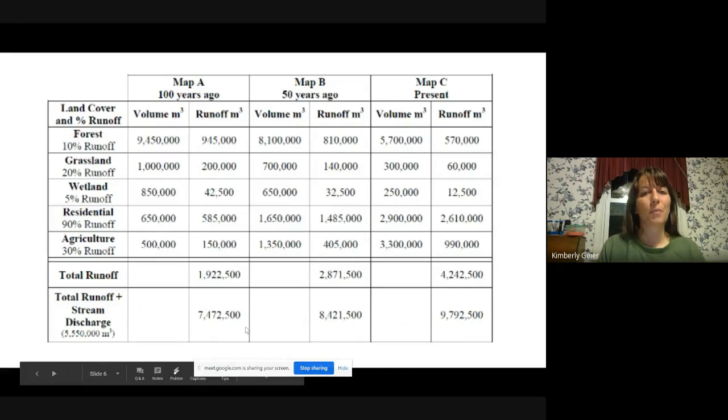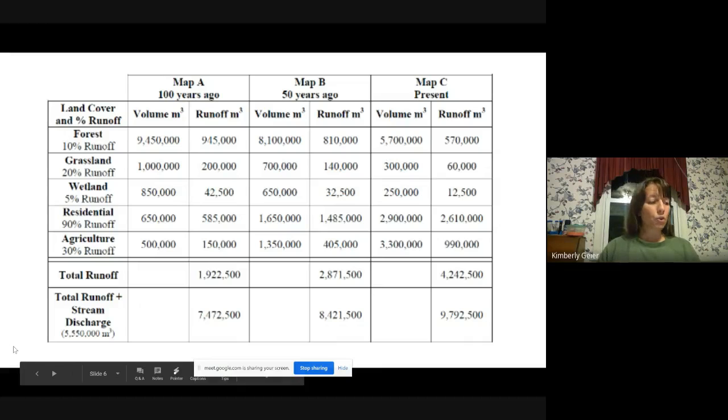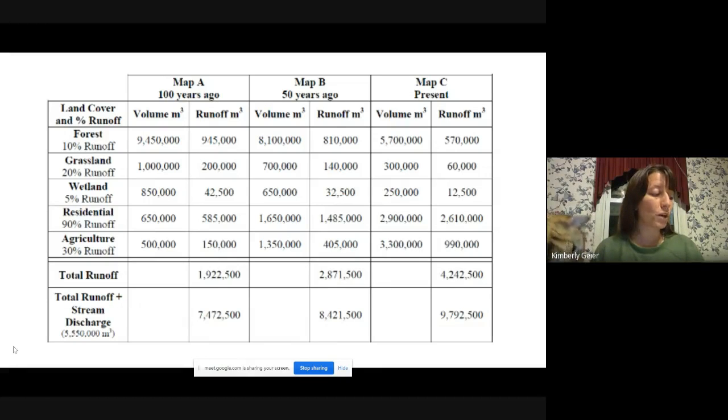Now compare map A to map B to map C and see what happens over the different years. So looking at our questions, it says which absorbs more water, concrete or forest, or wetlands, or grasslands? And which map represents the watershed that is able to capture and store the most water?